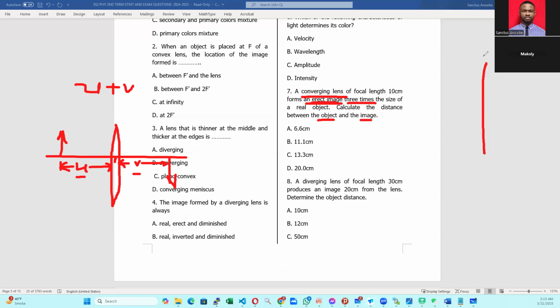But you see, when the image is erect, there's only one case when the image is erect, which is the case where the object is placed between the focus and the optical center. So if this is the focus and this is the optical center of the lens, and the object is placed somewhere around here. So you see that the image formed, sorry, let me use. So you see, the image formed will always be what?